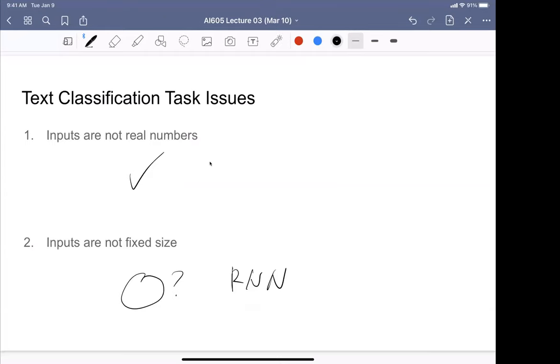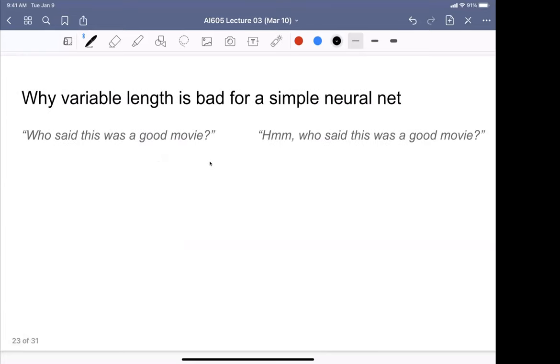Okay, welcome back. All right, so let's go into RNNs. For the motivation part, why is variable length bad when you're using a simple neural net to do text classification? It's actually not just about variable length, but also about the property of text.